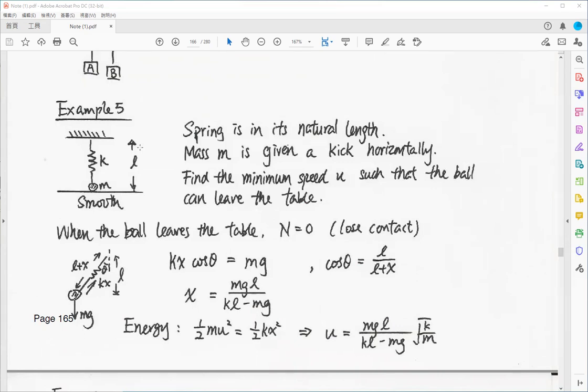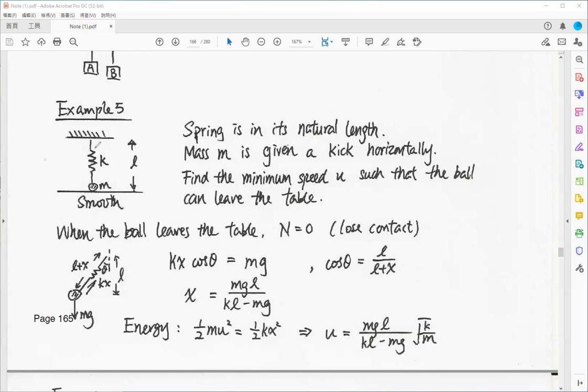This one is much more complicated. I just made up the question by myself. So right now the string is at its natural length, so that means the distance between the object and the ceiling is the natural length. The string is initially neither compressed nor extended.